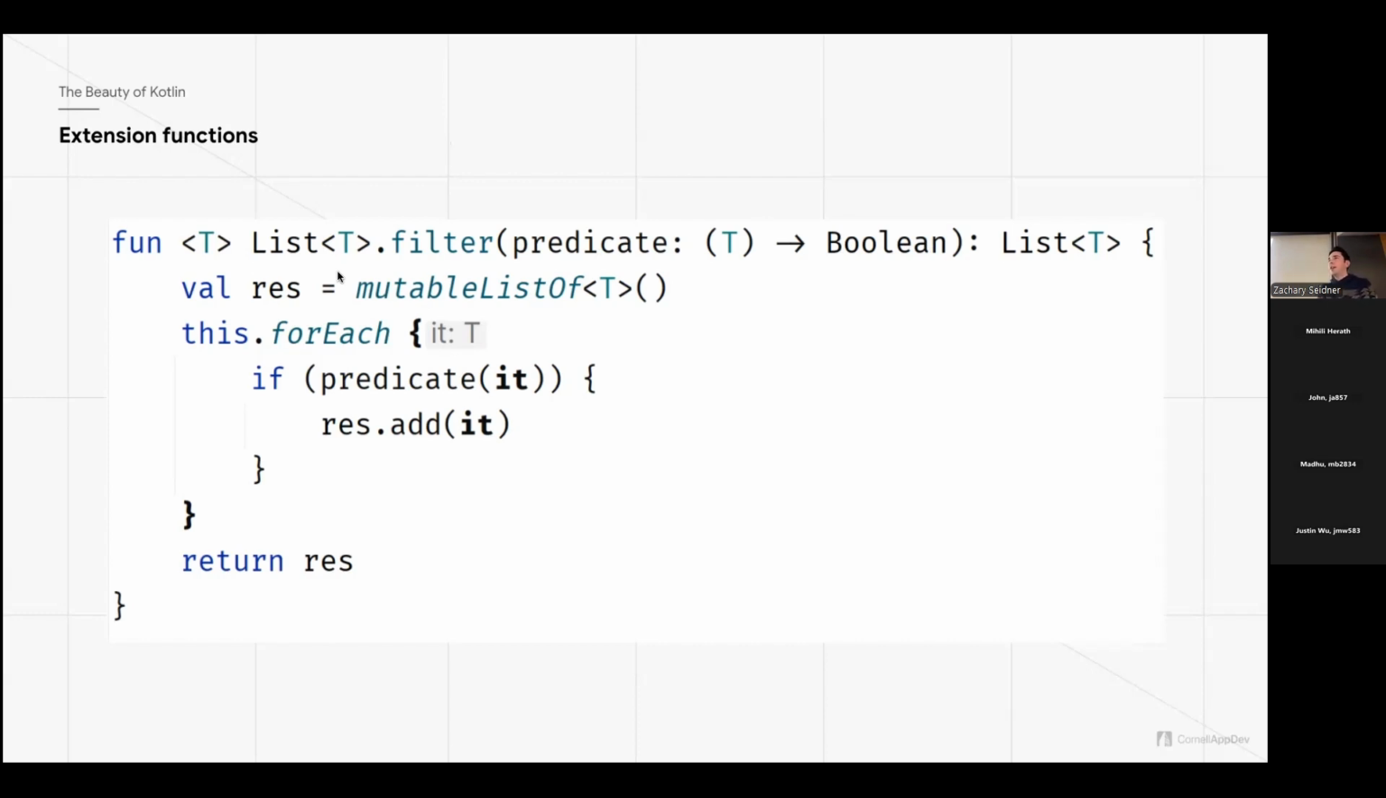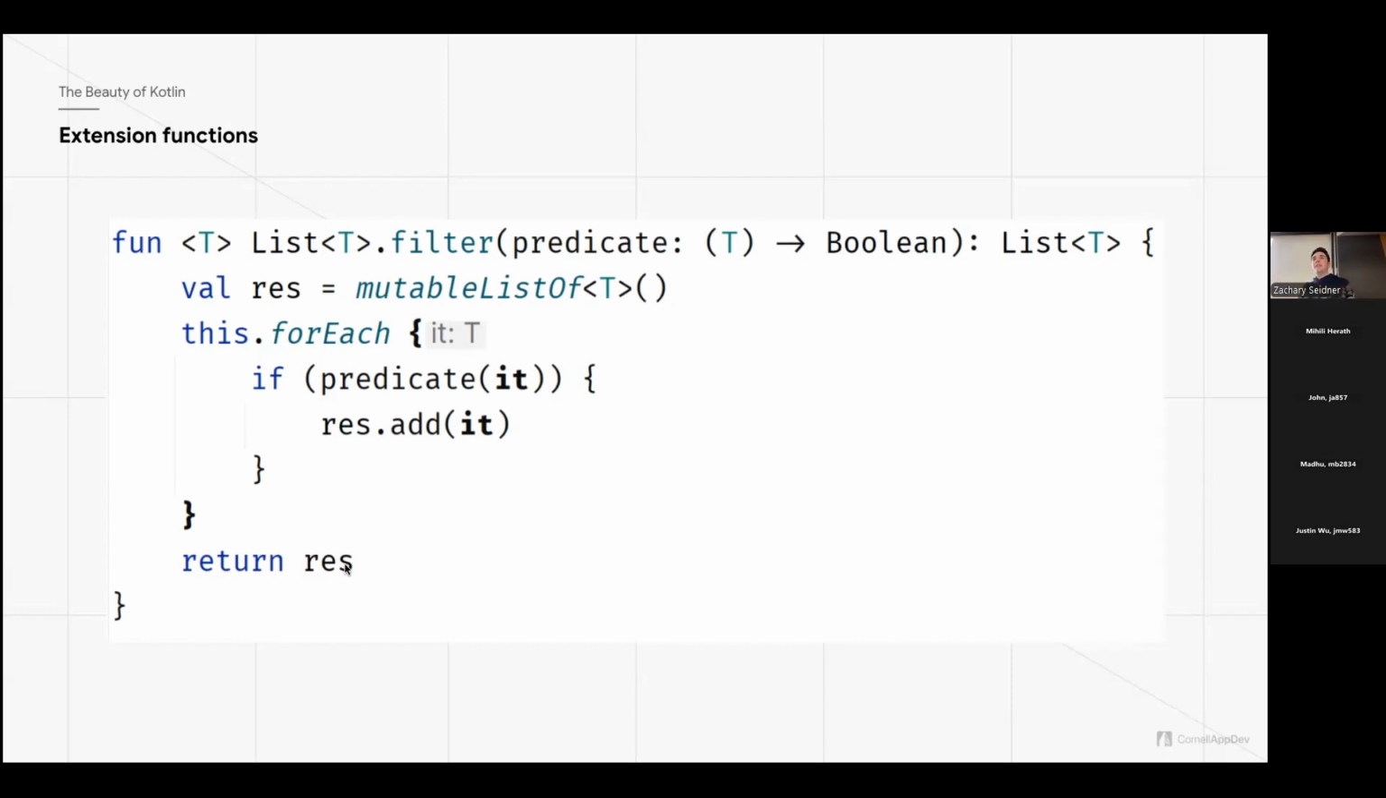So we have a result, which is just an empty mutable list of T, which is the type of the list. And then we go through the list and we say, okay, if it passes the predicate, so predicate of T returns true or false, then we add it to our result and we return the result.